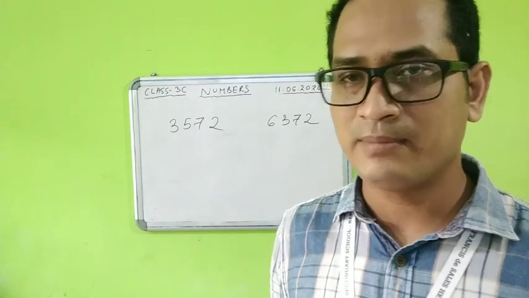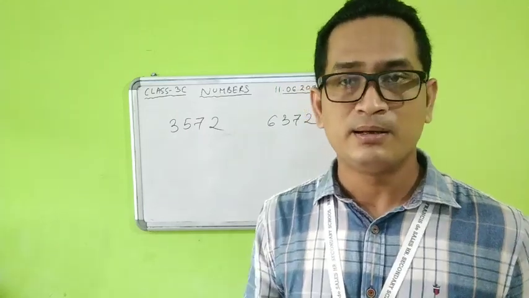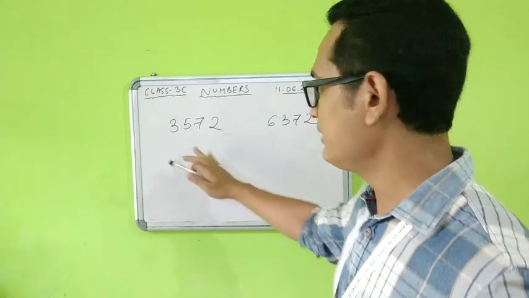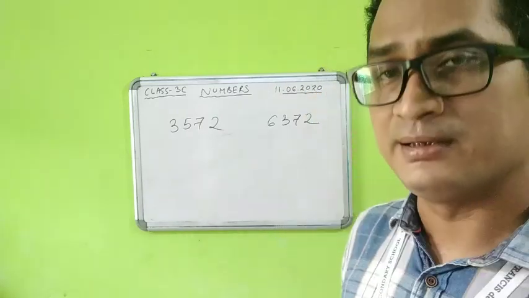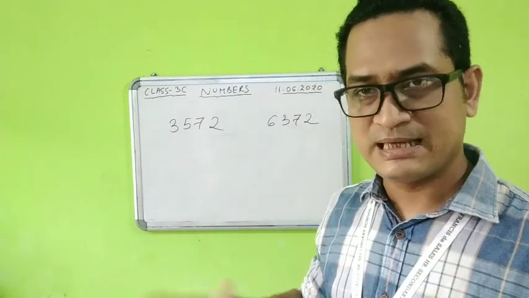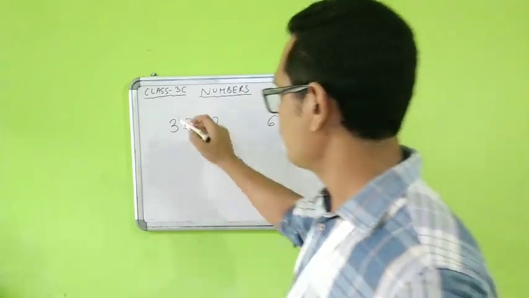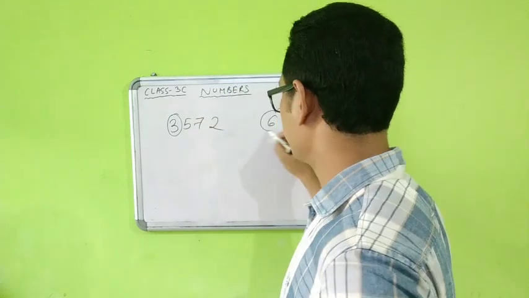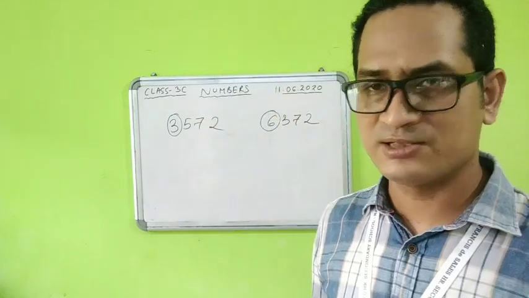So we cannot compare by only looking at the number of digits. Now we have to compare by the second method. And what is the second method? That when the number of digits are equal, same number of digits are there, we have to go to the extreme left digit. What is the extreme left digit, student, here?